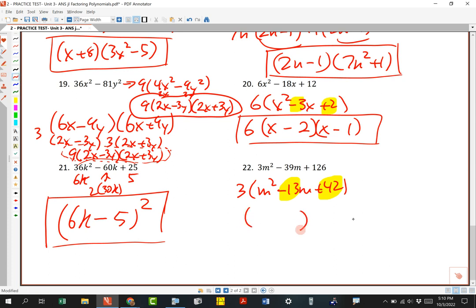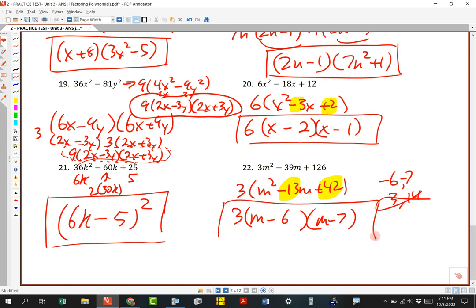We'll spend a little bit of time thinking about that. We might try 6 and 7. That's not going to do it. 5 doesn't go in there. 4 doesn't go in there. How about 3? 3 goes in there 14 times. But if we think about it, wait a minute, we're trying to make it equal a negative 13. There's our numbers right there. They both just need to be negative, okay? So this is going to be m minus 6, and this is going to be m minus 7. We put the 3 out front, and there's our answers.